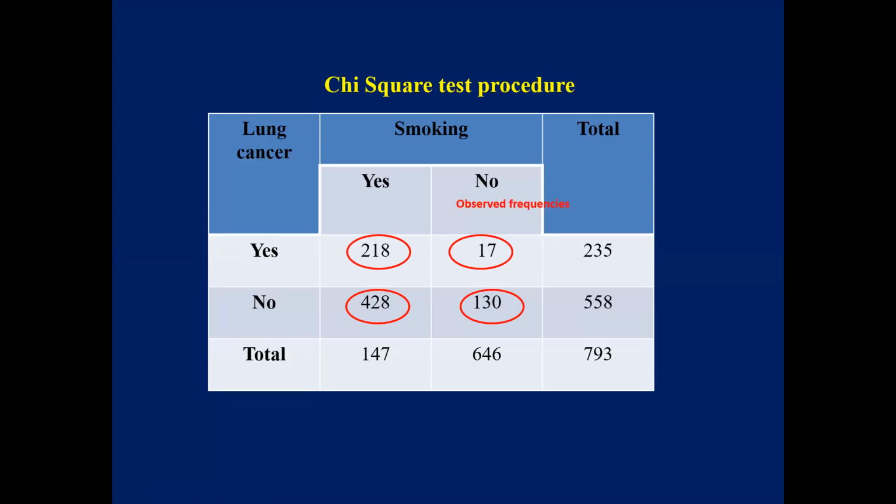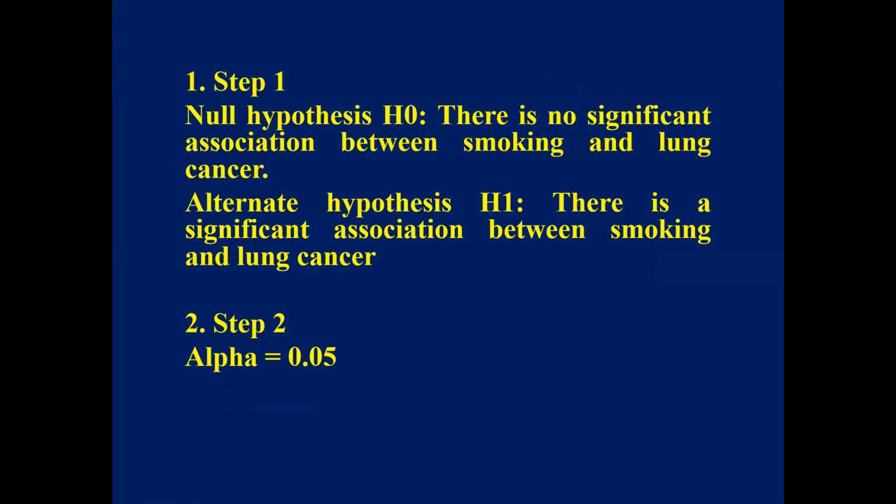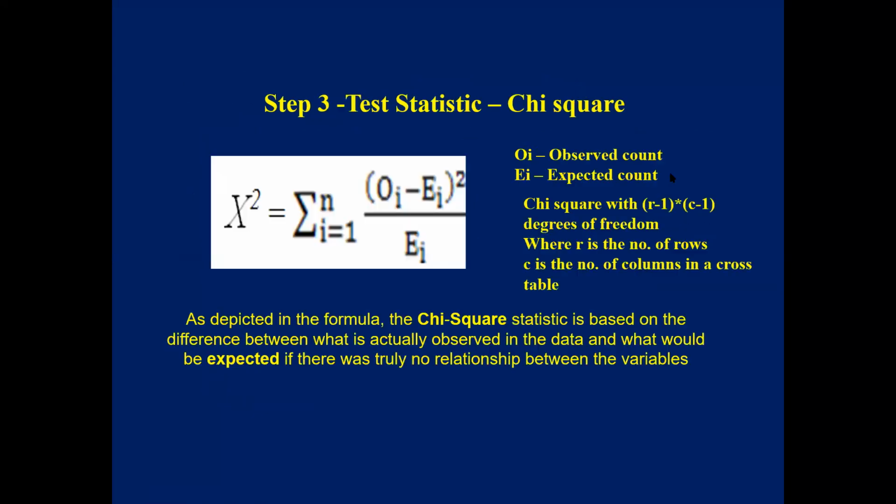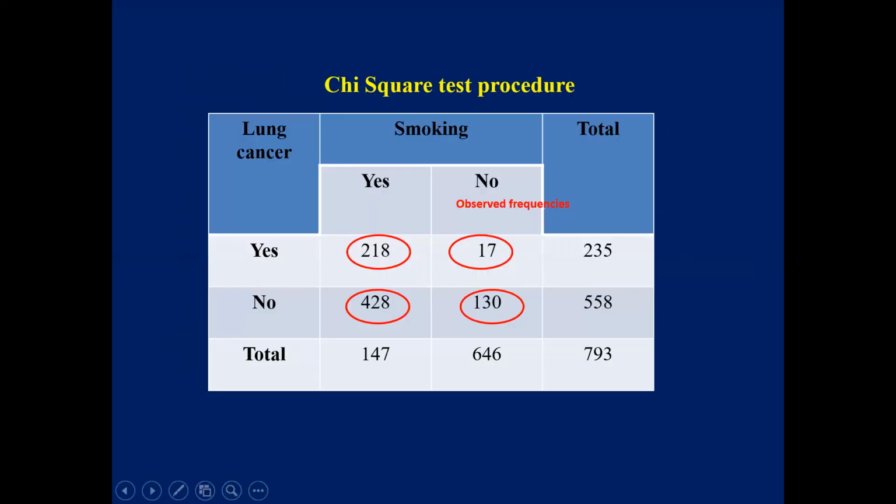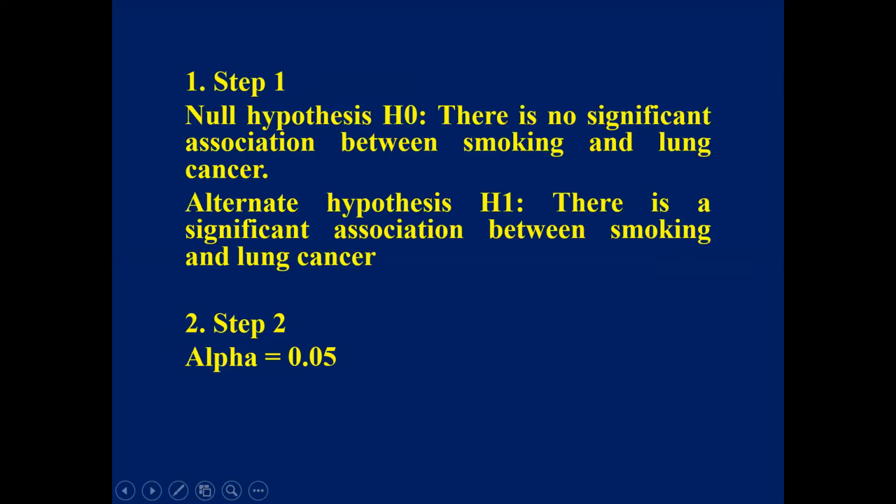Then we have to calculate expected frequencies for calculating the chi-square. I'll explain expected frequencies in the next few slides. But first you should understand that these are called the observed frequency, what we have got from our study.